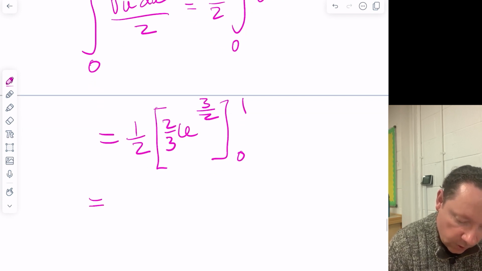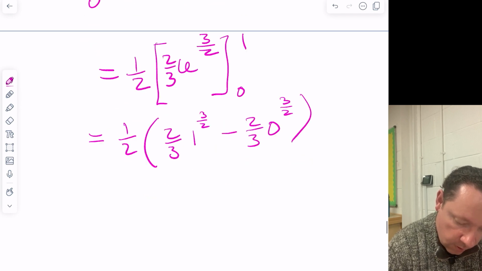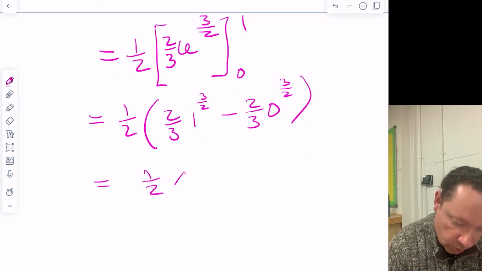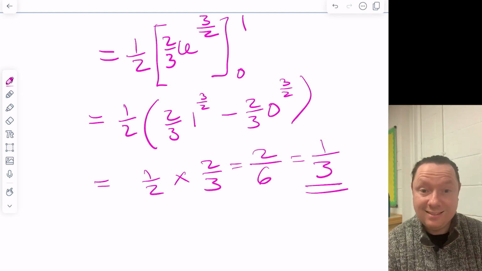So subbing in our numbers, that's a half. 2 thirds times 1 to the 3 halves minus 2 thirds times 0 to the 3 halves. That's just a half times 2 thirds then, because 1 to the power of anything's 1, and then I've got 0. That's just 2 over 6, which is 1 over 3. And we're done there.